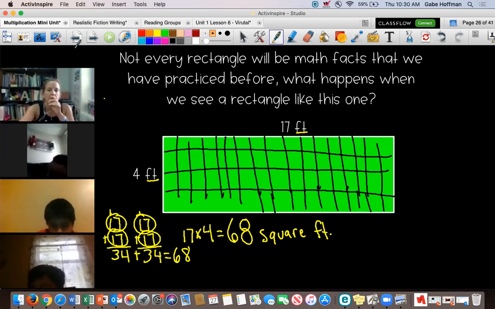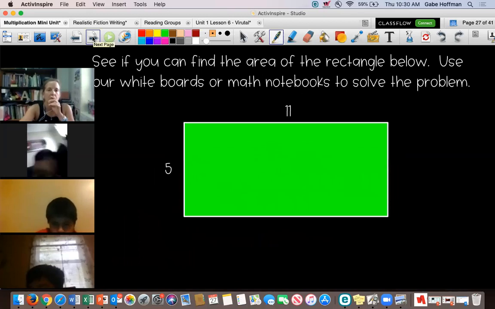Let's move on to another one. We have 11 and 5. This one doesn't have feet, so we're just dealing with units. We don't know what they are. Who can tell me what would we do first?